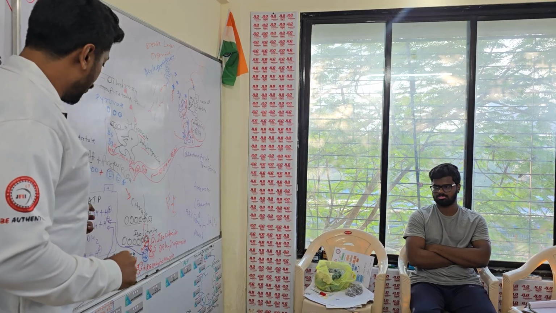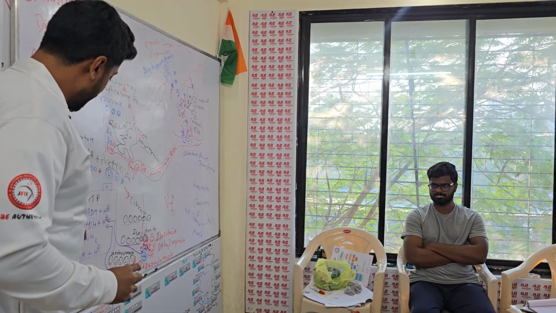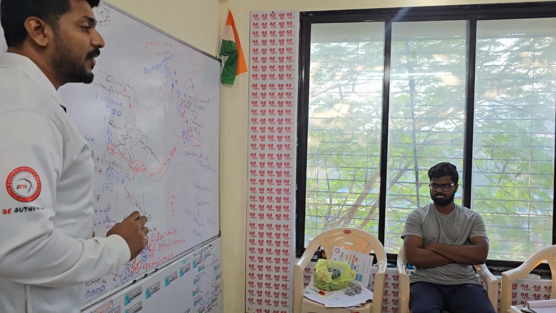So when we calculate, 1 ATP plus NADH plus H plus is 3. So 3, 1, 4, 7, 9 and 12 ATP. This is how the Krebs cycle works.